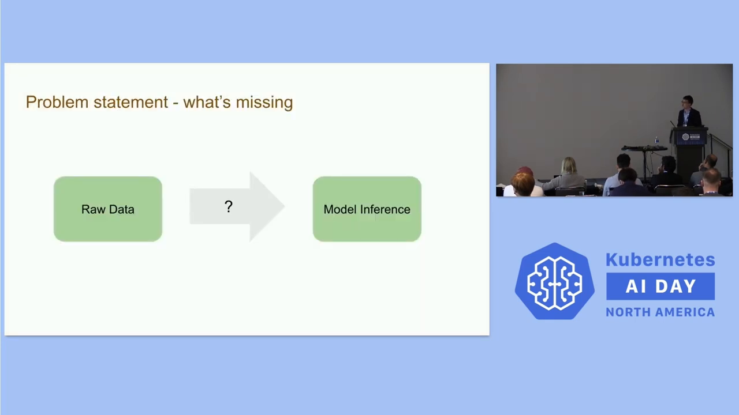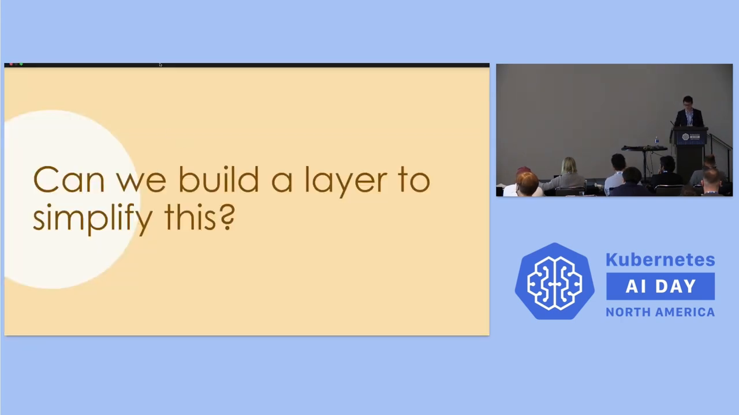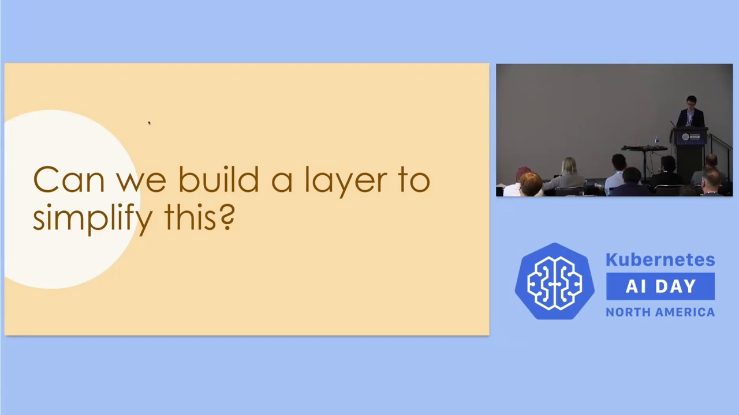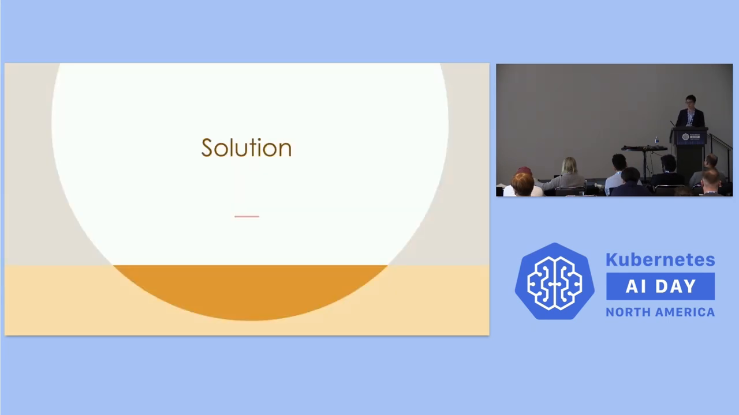So there we have raw data on one side, and we want to make it into features and serve them to the model for model inference. I feel there's apparently something missing here. There's a gap that we need to fill. So that leads me to this question: can we build a layer to simplify this? So that enters our solution here.